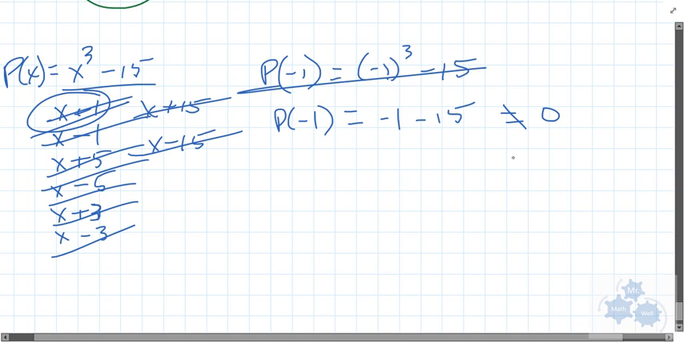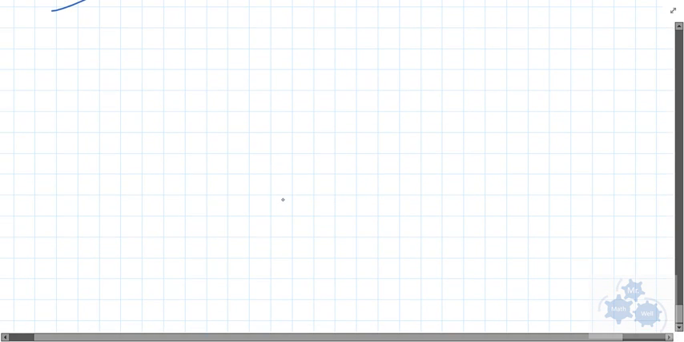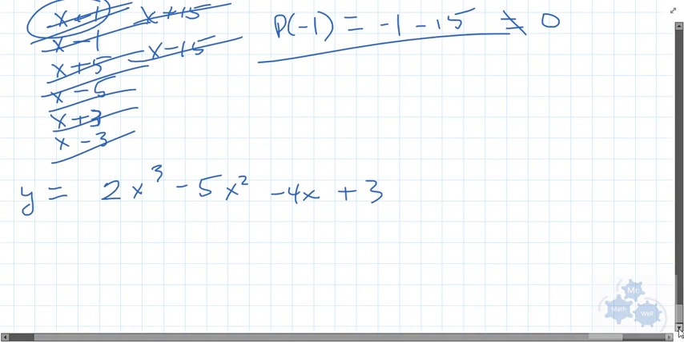So, let's pick another example that's actually factorable. And maybe I won't pick one at random. Let's do this one. Okay? Y equals, or f of x equals, p of x equals 2x cubed minus 5x squared minus 4x plus 3. And we are now answering the question right here, how do we fully factor a polynomial? That's what we're doing now. We're going to fully factor this thing, and that's all we're given is just the polynomial like that.